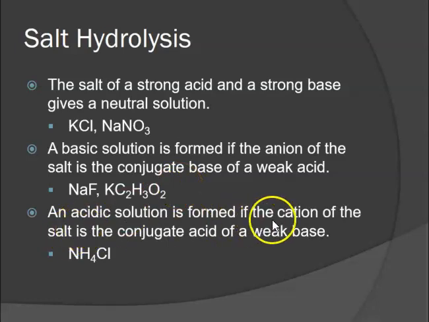We get acidic solutions when we use things like ammonium chloride because ammonium is the conjugate acid of a weak base, ammonia. And there's all sorts of things that are very similar to ammonium. So those things will change the pH. That's what we mean by salt hydrolysis. You may see that at some point.